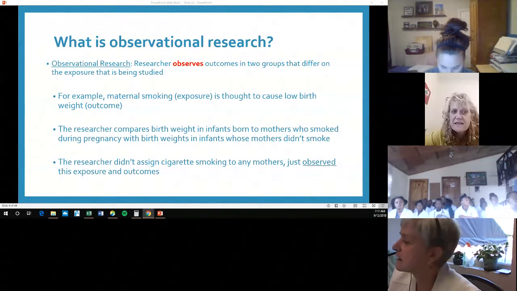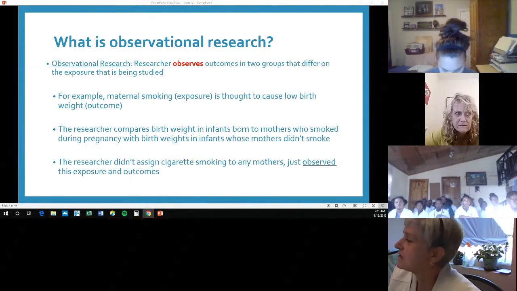The researcher doesn't assign cigarette smoking to any mothers. He or she just observes the outcomes and the exposures. Bon. Le chercheur n'a pas demandé aux mères de fumer pendant la grossesse. Il a simplement observé l'effet du tabagisme sur leur enfant.